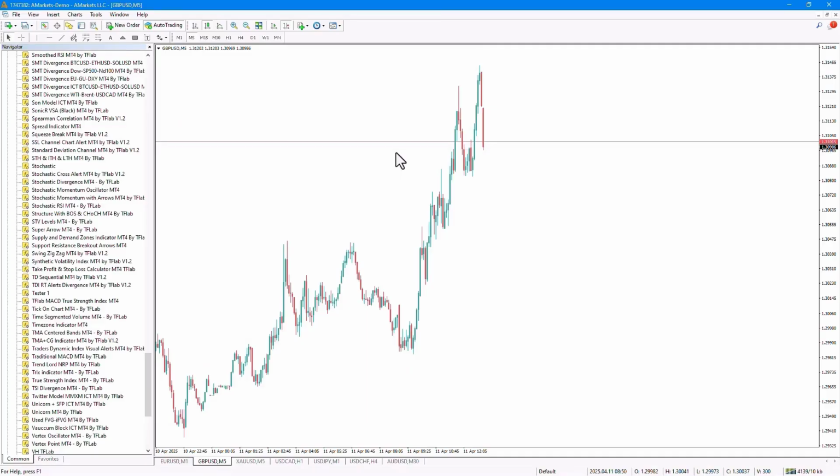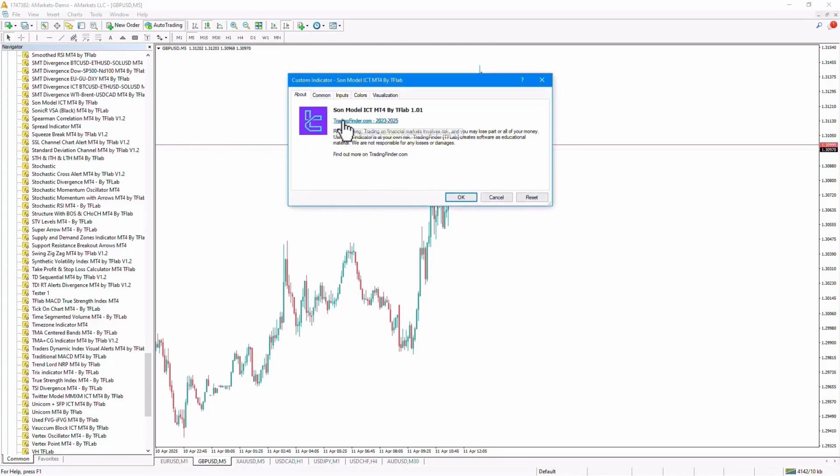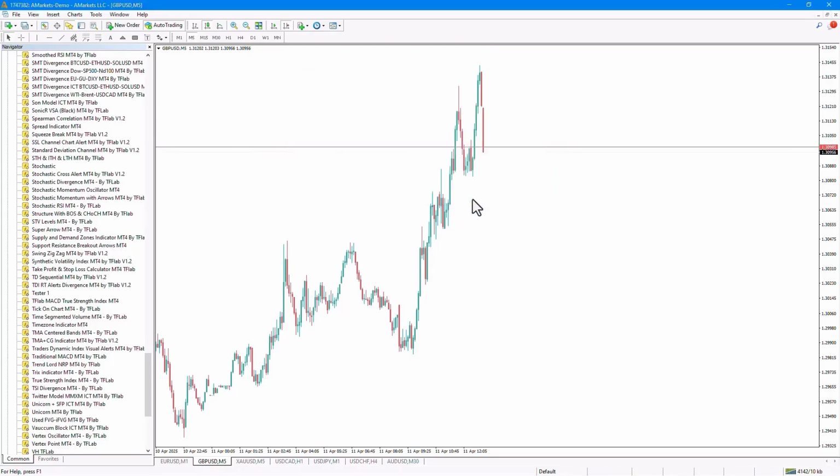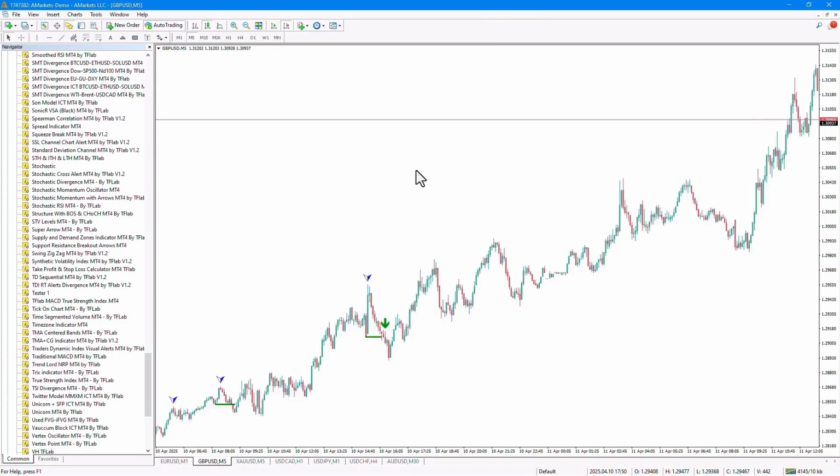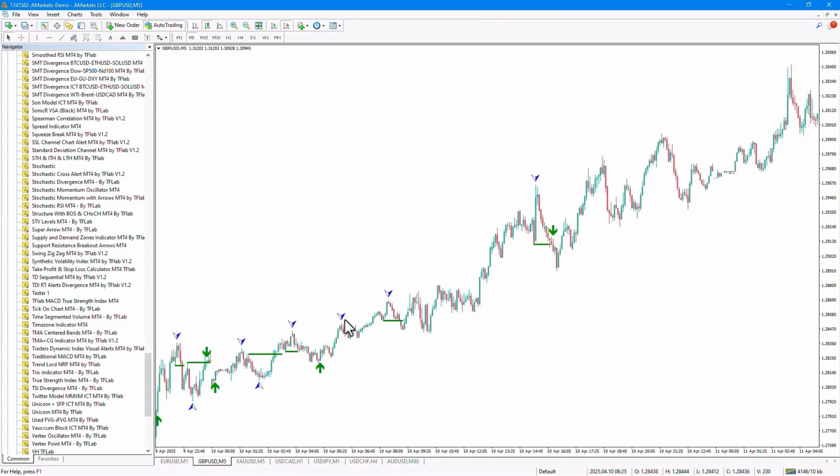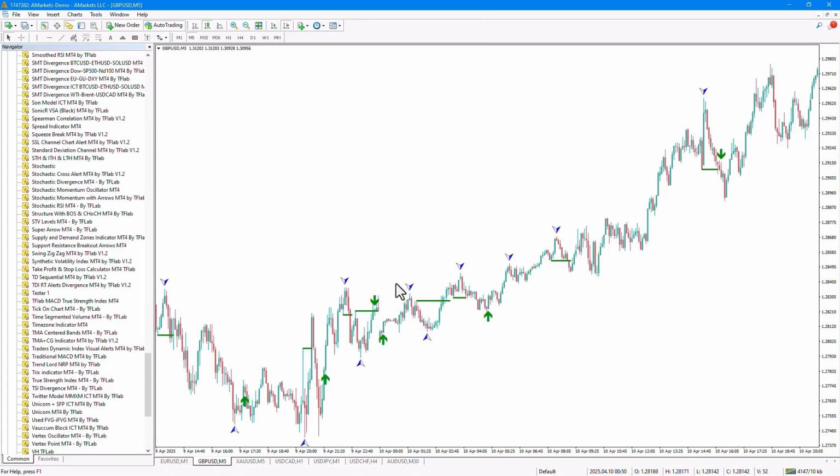We select the indicator file from the navigator section and execute the indicator by dragging the file onto the chart. Once the indicator is activated on the chart, it begins to display buy and sell signals on the price chart.